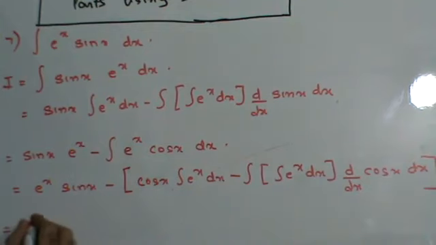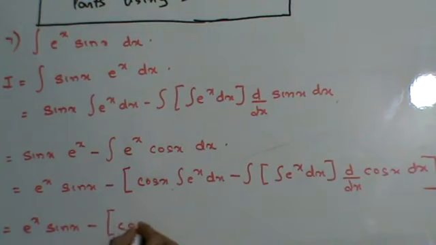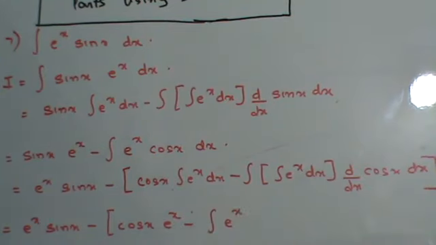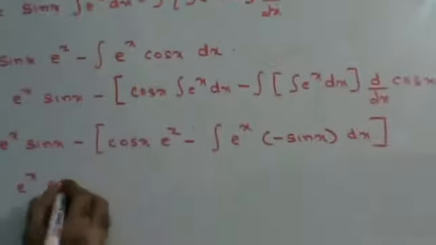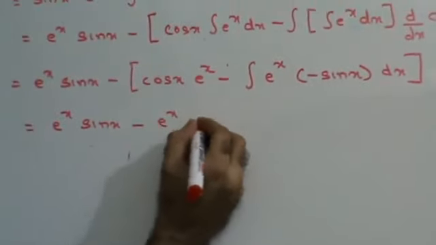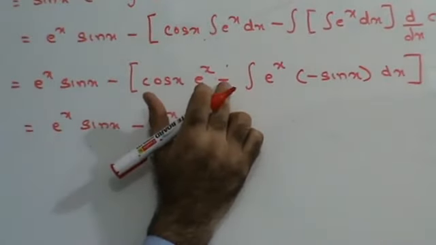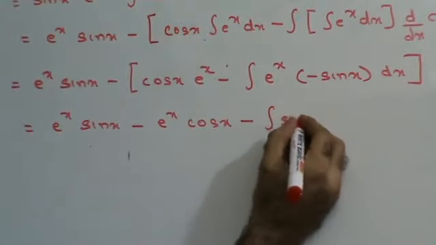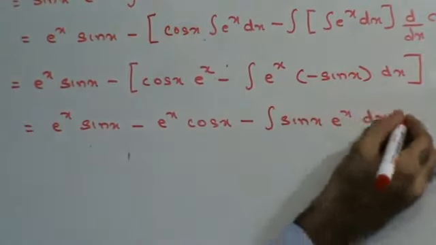This can be written as e raised to x into sin x minus cos x. Integral of e raised to x is e raised to x, minus integral of e raised to x, which is e raised to x, into the derivative of cos x, which is minus sin x dx. Open the brackets and simplify. This is e raised to x sin x minus e raised to x cos x, minus into minus plus, minus integral of sin x e raised to x dx.